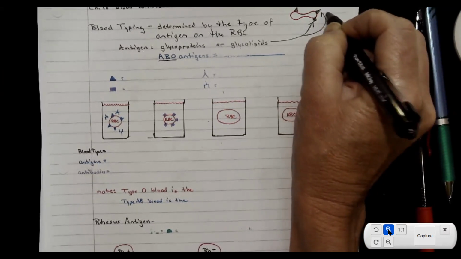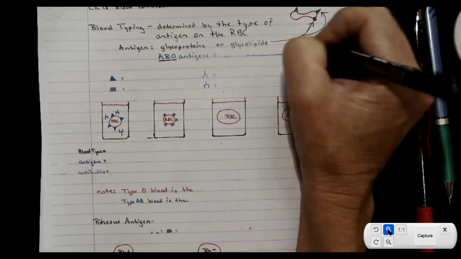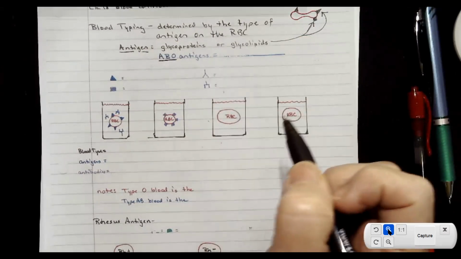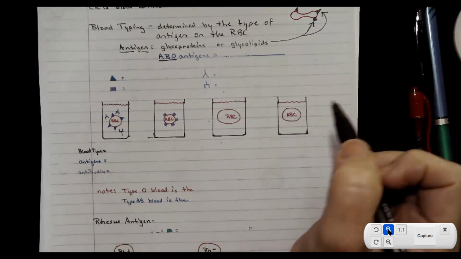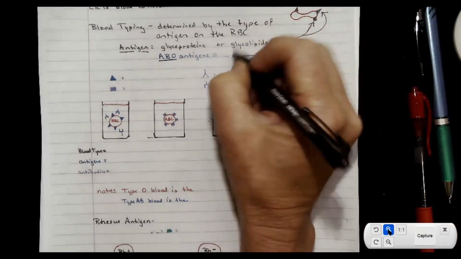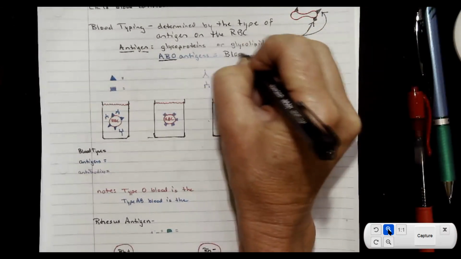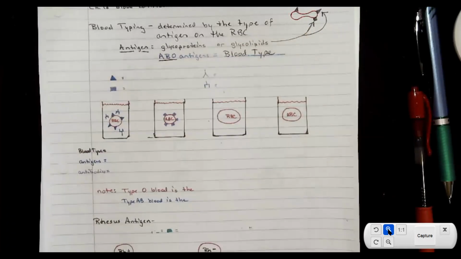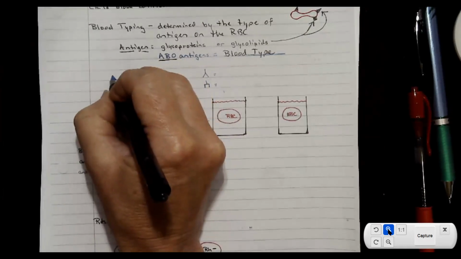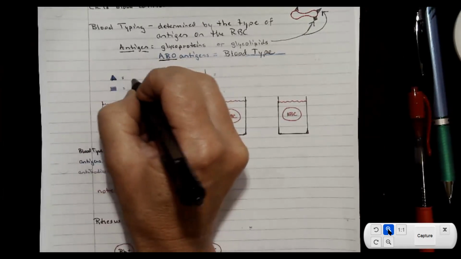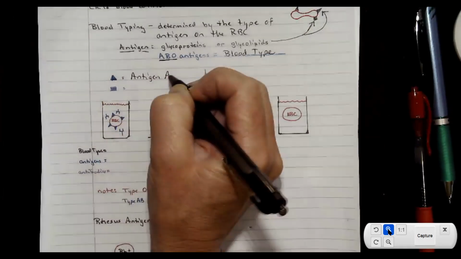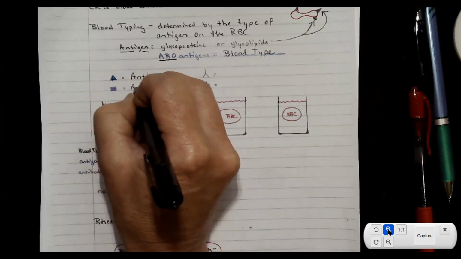And that's also a glycoprotein. So these are antigens. The ABO antigens determine the blood type. All right. So in this case, these are just symbols to represent. This one, it looks like a triangle. I'm going to call this antigen A. All right? The block, I'm going to refer to that as antigen B.